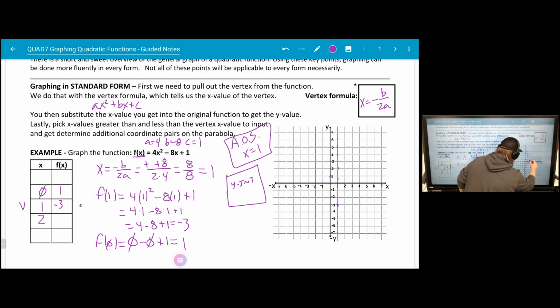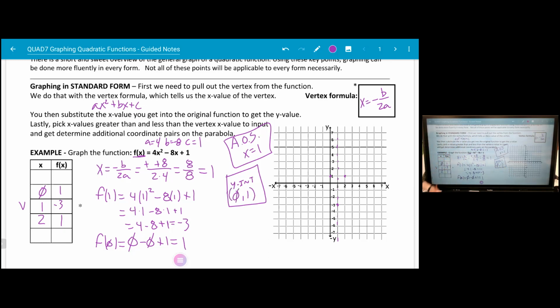Let's confirm that though, just to be sure. We can do that. 4 times 4, because that's what 2 squared is. So we got 16 minus 8 times 2. So 16 minus 16 is 0, plus 1 is 1. Okay, so we've proved that this is symmetric. That's good. We also found our y-intercept right there. 0, 1, or just 1, however you want to think about it.